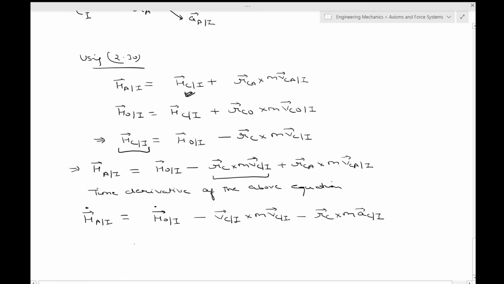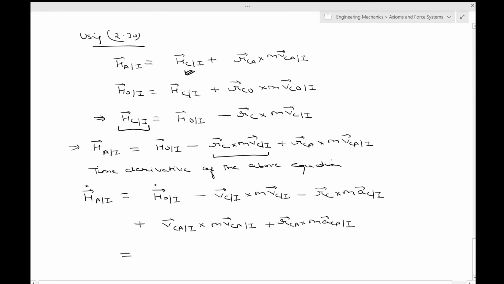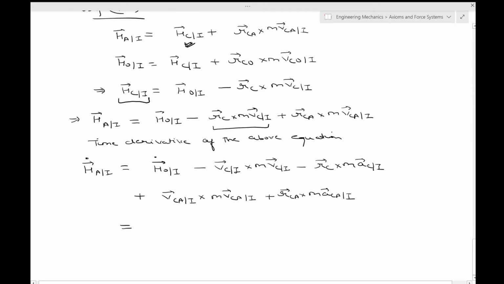I now move to the next term, that is VCA of I cross MVCA, plus RCA cross MACA. So this is the second term, these are the two terms. Let me just now remove this.